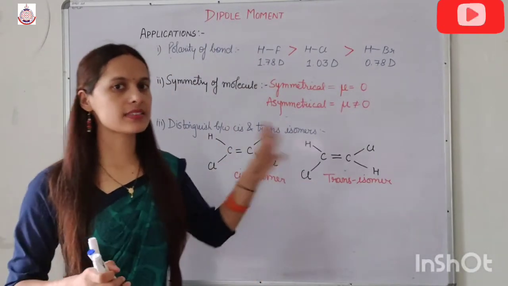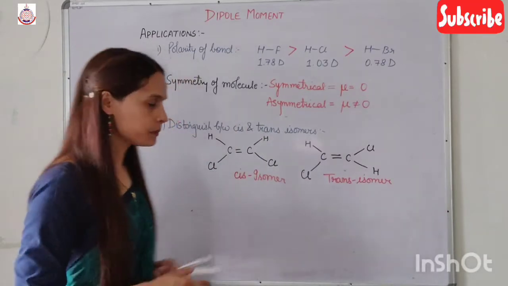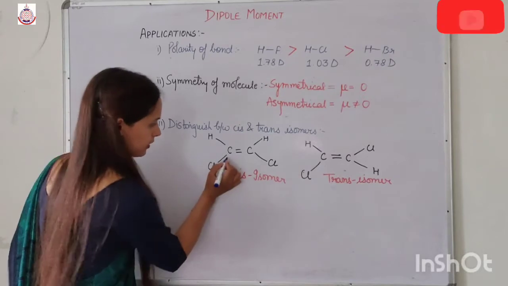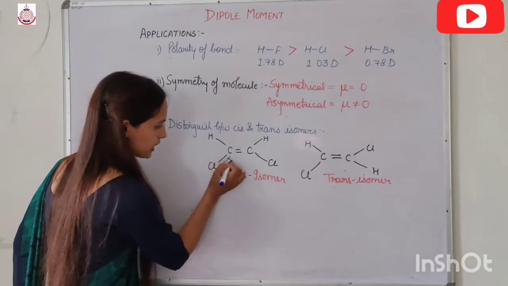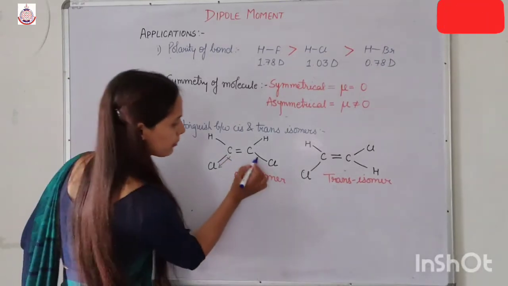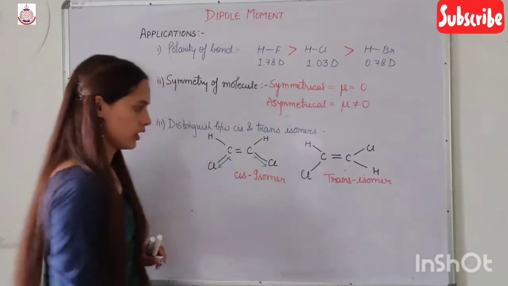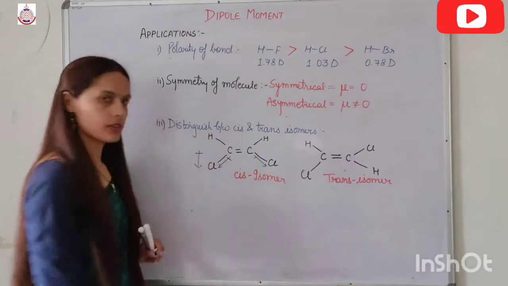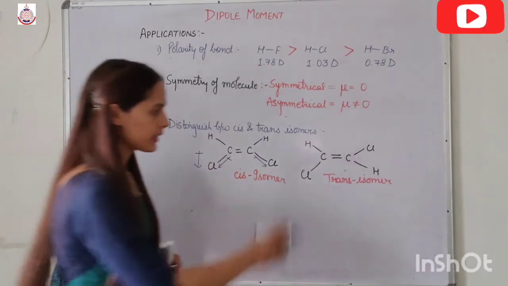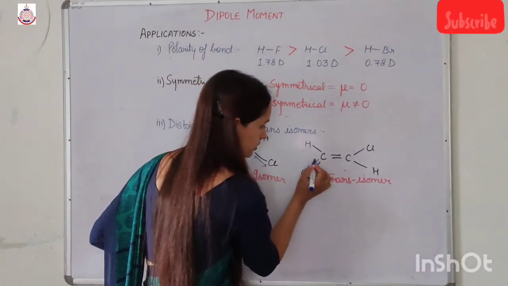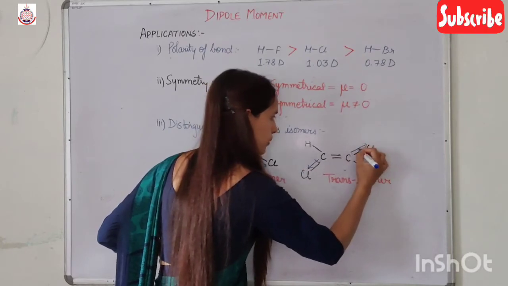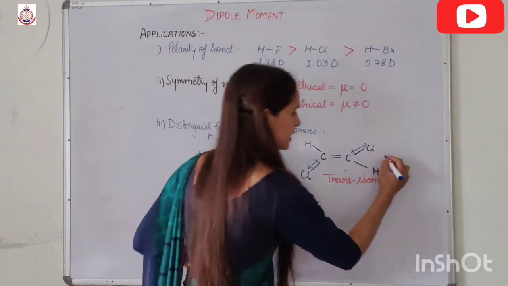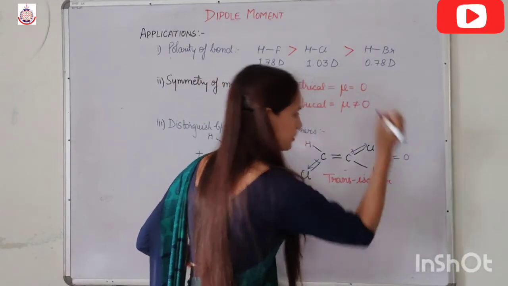So how can we distinguish between cis and trans isomer? In this, the dipole moment is toward chlorine. Here the dipole moment is toward chlorine. So the net dipole moment becomes downward. In this, the dipole moment is towards chlorine. The dipole moment is towards chlorine. So both the dipole moments cancel each other, as a result of which net dipole moment becomes 0.